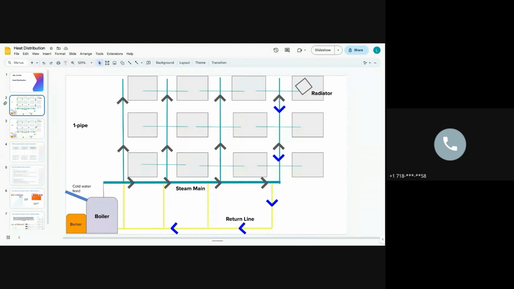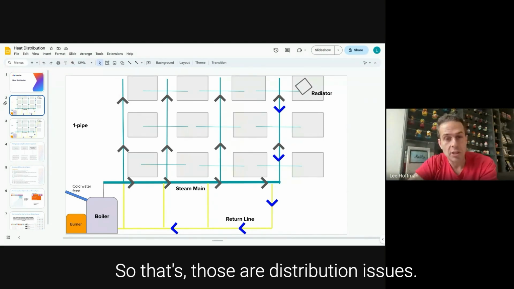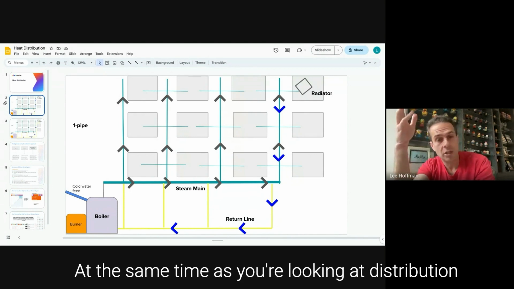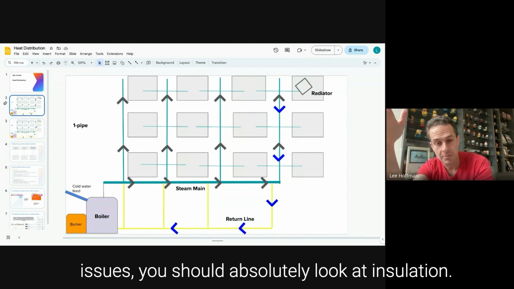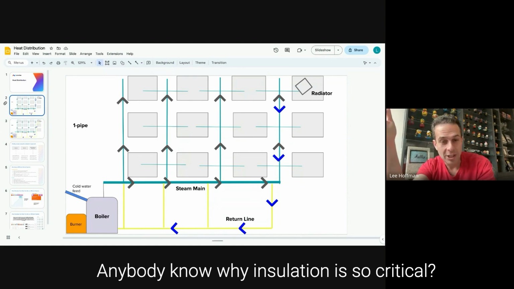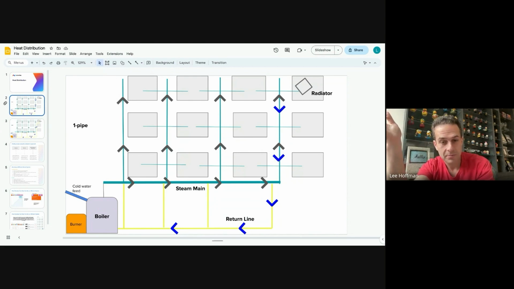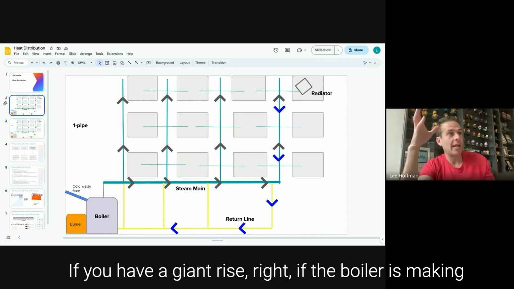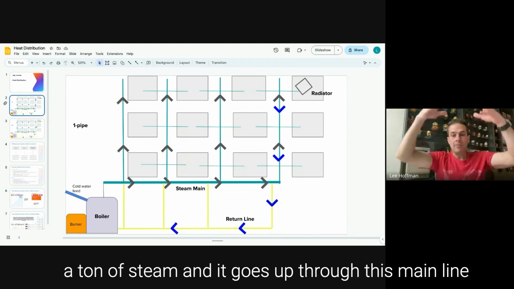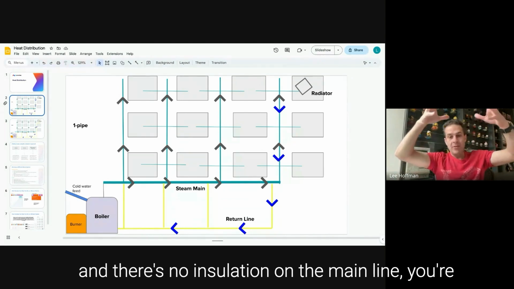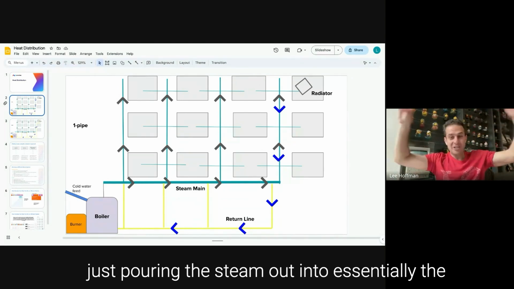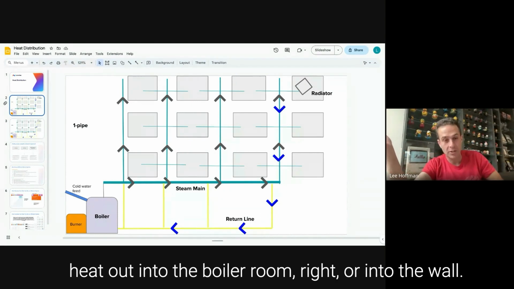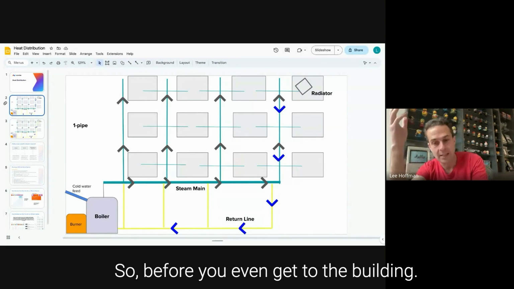Okay, so those are distribution issues. At the same time as you're looking at distribution issues, you should absolutely look at insulation. Anybody know why insulation is so critical? Keep the heat in, keep the cold out. Exactly. If you have a giant riser, if the boiler is making a ton of steam and it goes up through this main line and there's no insulation on the main line, you're just pouring the steam out, essentially the heat out, into the boiler room, right? Or into the walls. So before you even get to the building.